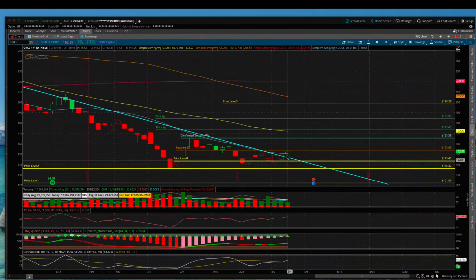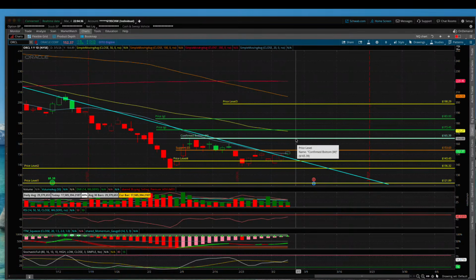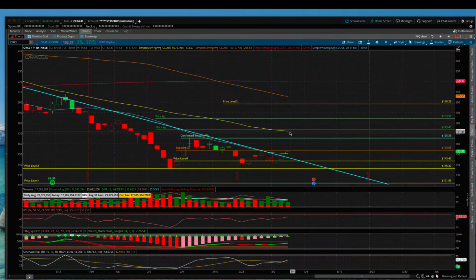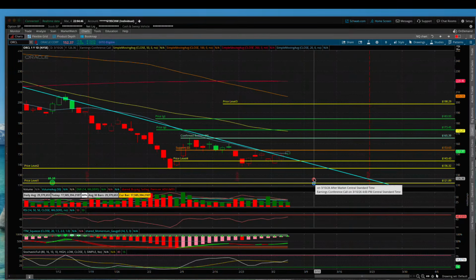We broke the downtrend. We're above the 20 SMA. We get above that 153.63, we start moving to 165. We break that 165.40, then we go to 170. Okay, we get to that 175 for the earnings run. The earnings run is in 6 days.